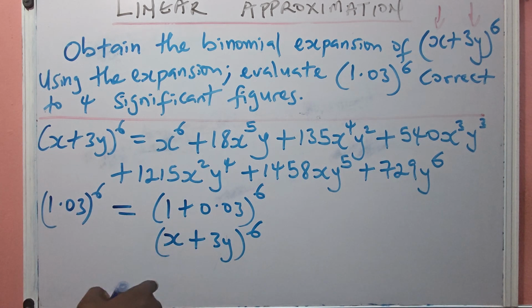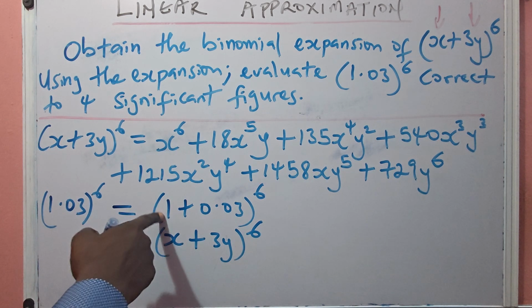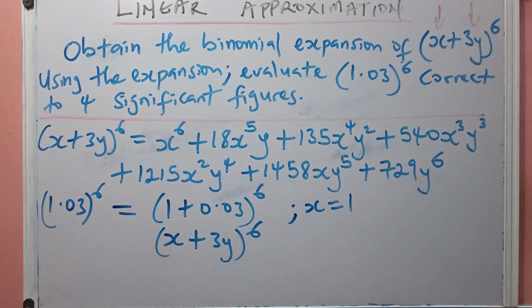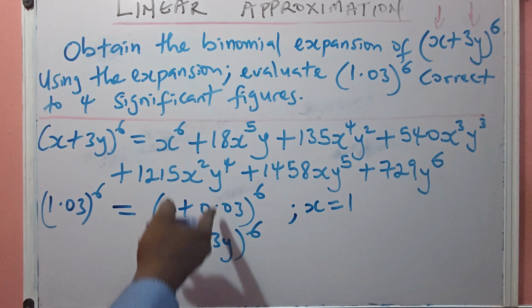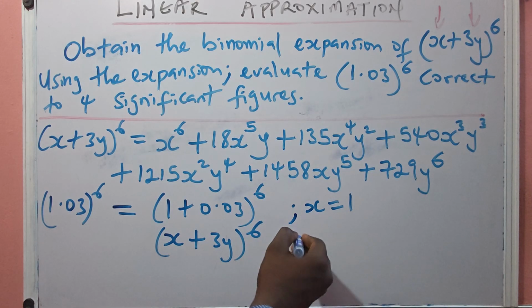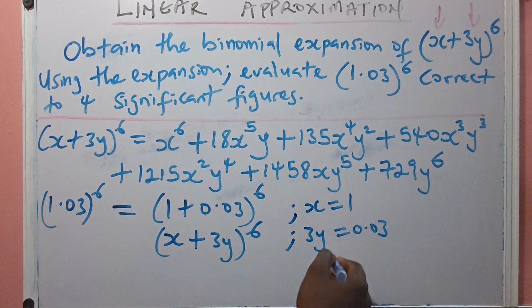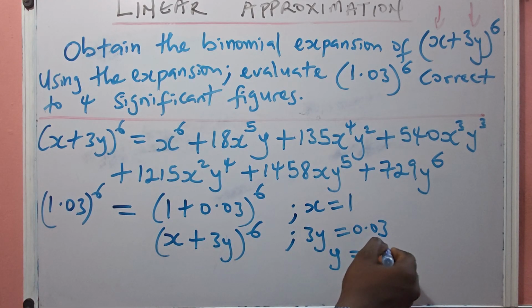Of course, looking at this, you can see that my x now can be taken as 1. And looking at what we have here, I have 3y being equal to 0.03. Of course, my y here will be equal to 0.01. So can you see what I'm saying? So easily now, we have been able to get what our x value and our y value can be.